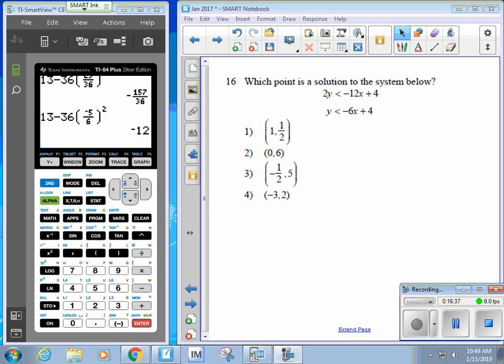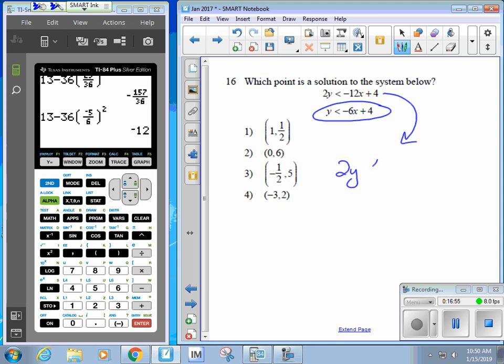Okay, this is a system of inequalities, which means shading graphs. So usually we're going to shade two graphs. One will shade up, the other shade down, or something like that, and we look for where they're both shaded. One of these is already ready to type in, and the other one isn't. I need to do a little bit of work on this one. So 2y is less than negative 12x plus 4. I always want to solve equations for y.